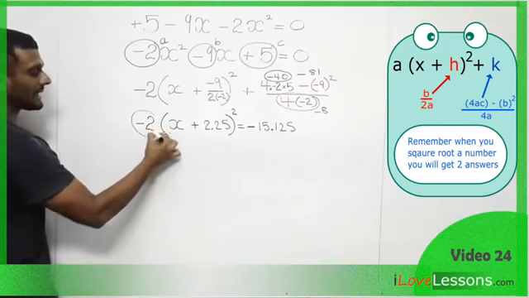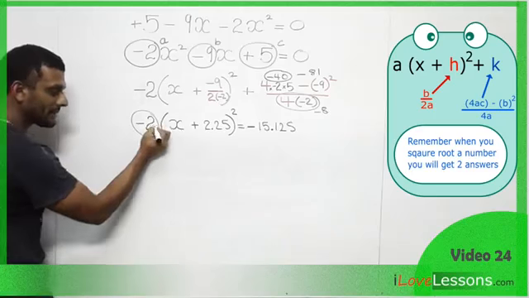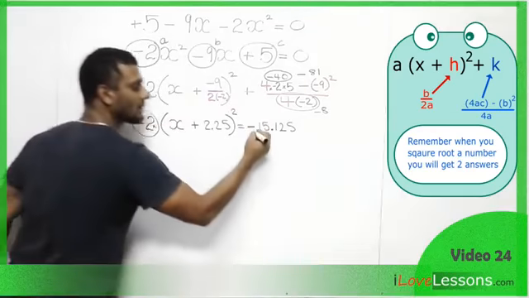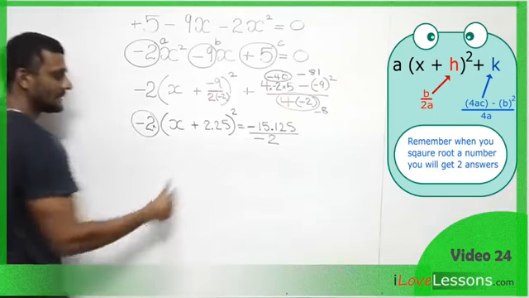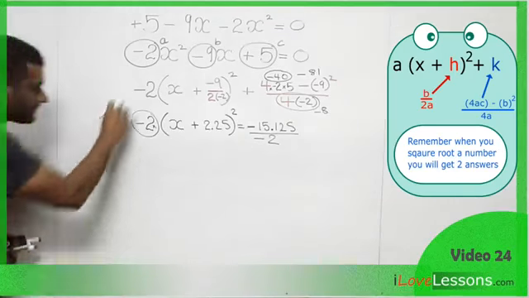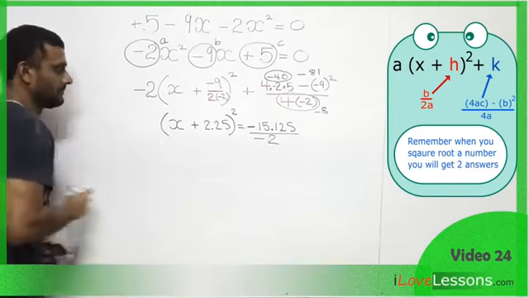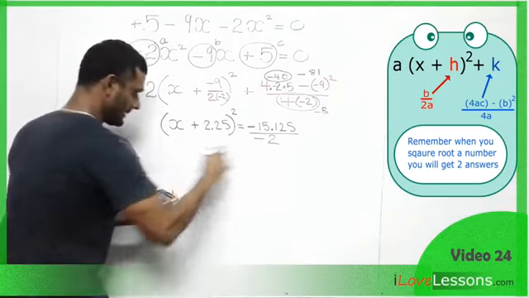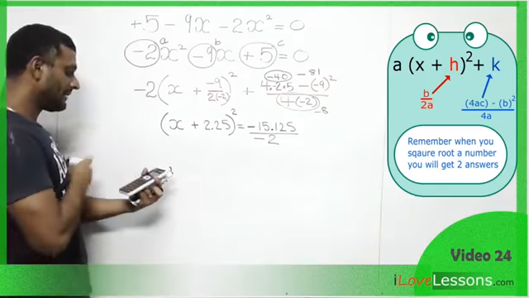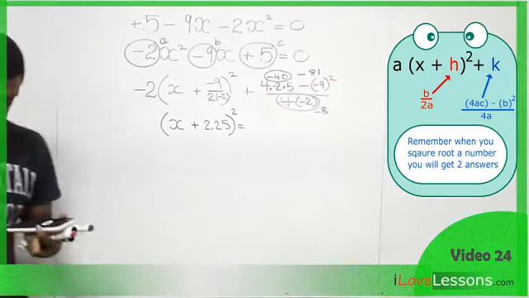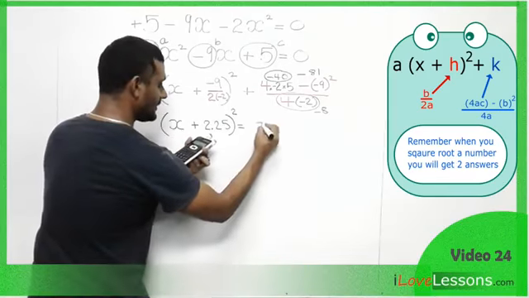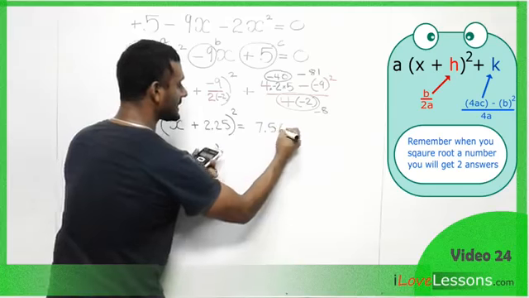Next in line is the -2. -2 is a secret multiply. Throw it across, you will get a divide, but notice the sign did not change. So he is gone. Let's divide this in our calculator. If we divide these two numbers, we will get positive 7.5625.